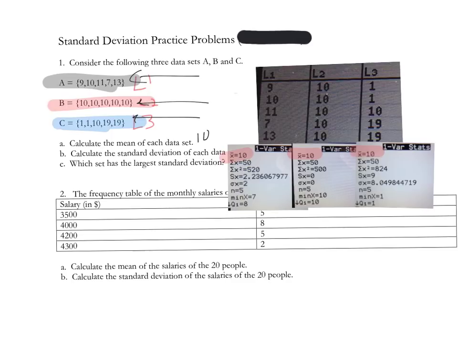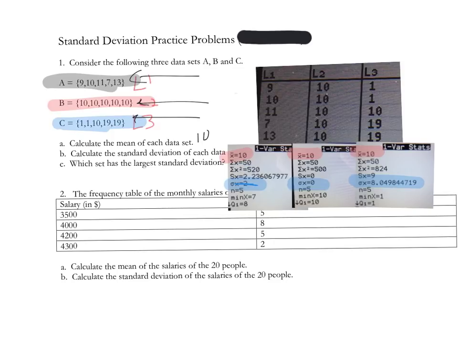Here the standard deviation, and for our class we're always going to use the standard deviation that's directly above the n value. So here we're going to look at that sigma of x, that's the Greek letter sigma, and that's the standard deviation. So here set A, the standard deviation is 2. For set B, the standard deviation is 0. Set C, the standard deviation is 8.